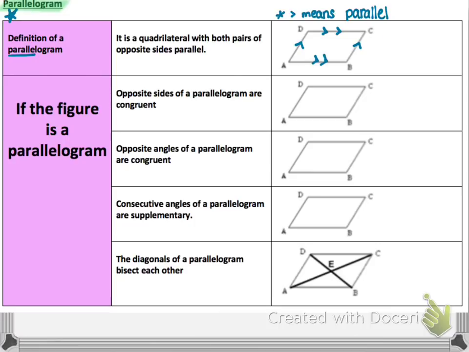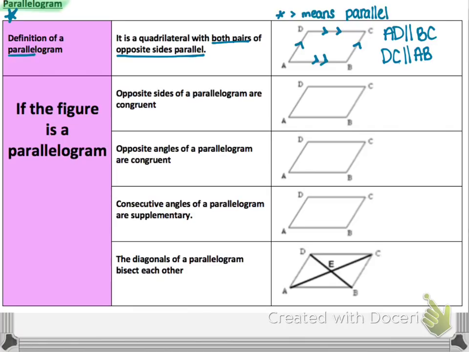So we want to remember AD, or one side, is parallel to, remember those two little lines mean parallel to, BC, and DC is parallel to AB. I have 2 pairs, both pairs of opposite sides parallel. That's important. Alright, so that's the definition of what a parallelogram is.